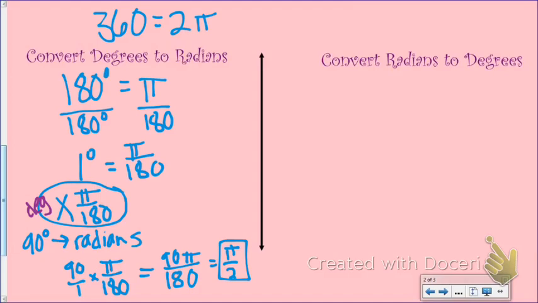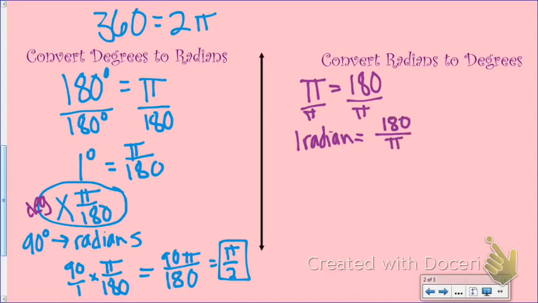Now let's say I want to go the other way. I want to convert radians to degrees. Well, I know that pi radians is equivalent to 180 degrees. So again, if I want to convert this, I need to see what one single radian is. Remember, 1 pi is not the same thing as 1 radian. Pi radians is actually 3.14159, etc., radians. So for 1 regular radian, I have to divide both sides by pi. And that gets 1 radian by itself. So I know that 1 radian is equal to 180 over pi.